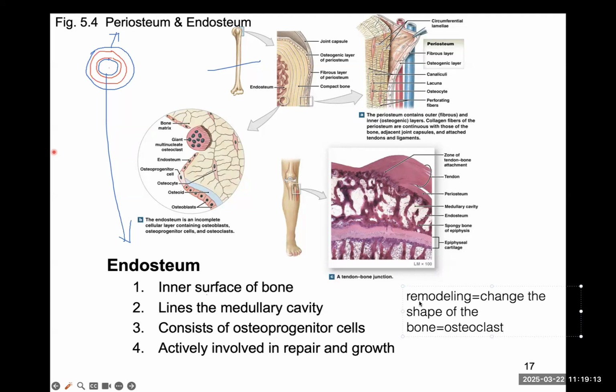And then if you need to recruit other types of cells like osteoprogenitor cells, which refers to the stem cells, they can also change into osteoblasts and can build the bone there once it ends up changing and modifying the bone. So the inner layer is called endosteum.